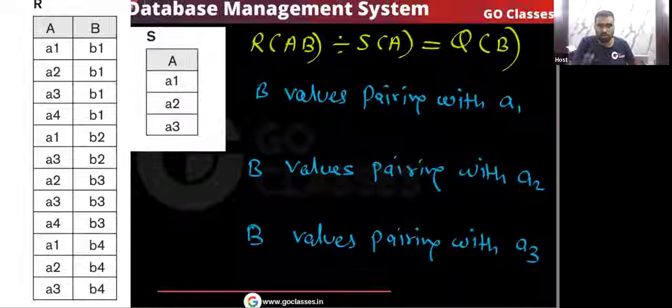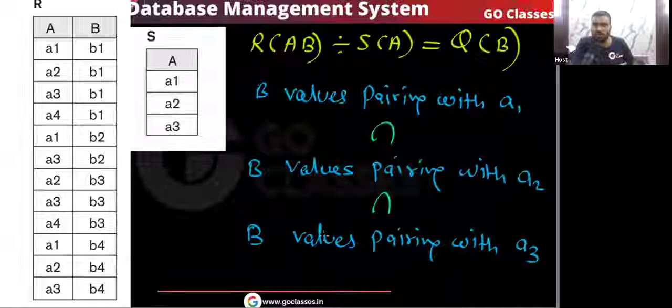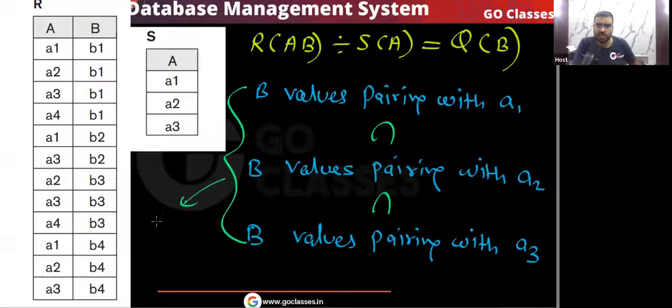Yes or no? So tell me, what is my desired answer? Tell me which B values I want. See, here I am finding B values, B values, B values. Ultimately, my desired B values are those which pair with this also, this also, this also. Do you agree? So I want the intersection of these. That will be my desired answer. If I take the intersection of these, that will give me R divided by S. You can check it.